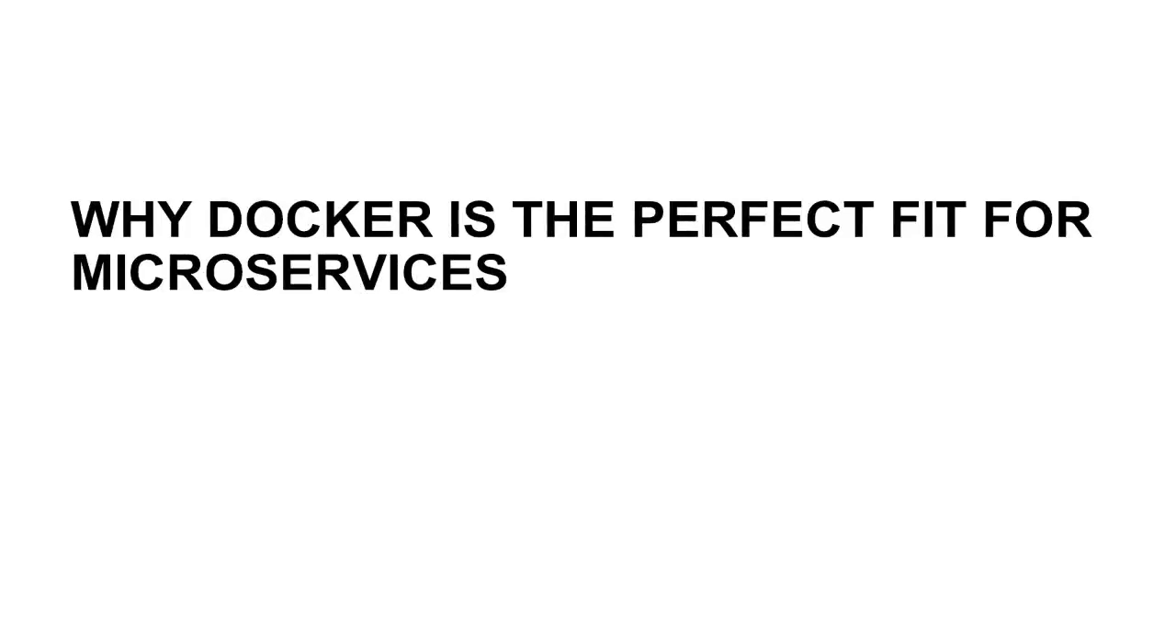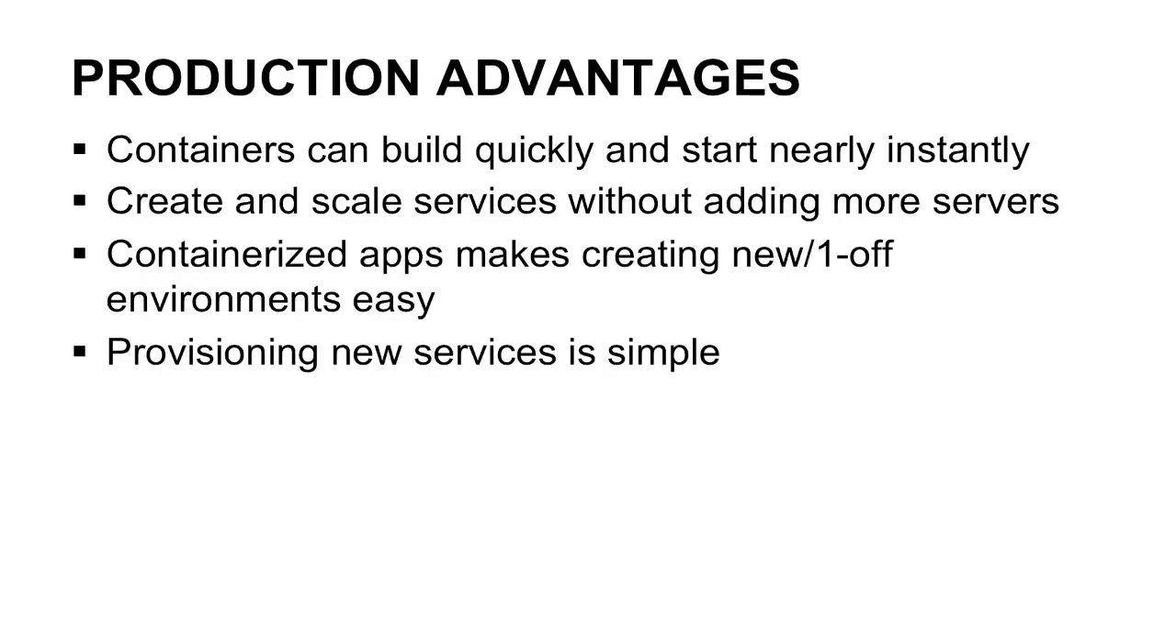To help you understand why Docker and microservices often get talked about together as if they were the same thing, I want to take a little bit to talk about why Docker is the perfect fit for microservices. So let's start by looking at production and then local advantages. First off, there are some production advantages that are huge. One, containers can build very quickly and start nearly instantly. Also, you can create and scale services without adding more servers. Once your infrastructure is in place, all it takes to add a new service is simply run more containers across that infrastructure. And containerized apps also make creating new or one-off environments very easy.